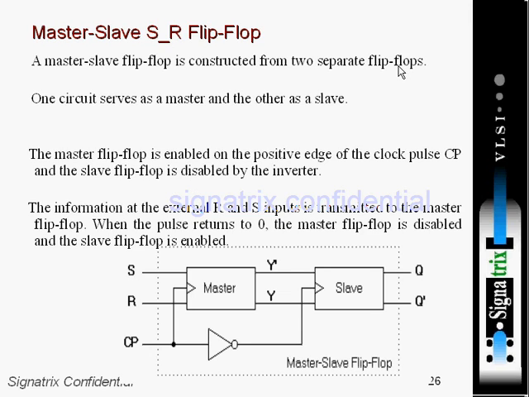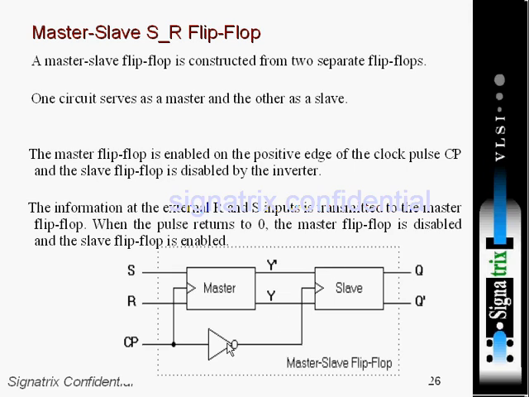Now, what is a master-slave flip-flop? To understand this, we take an example of a master-slave SR flip-flop. As the name indicates, one is the master and another is the slave. So, one is dependent upon the other and so on. Now, a master-slave flip-flop is constructed from two separate flip-flops. One circuit serves as a master at one time and the other as a slave.